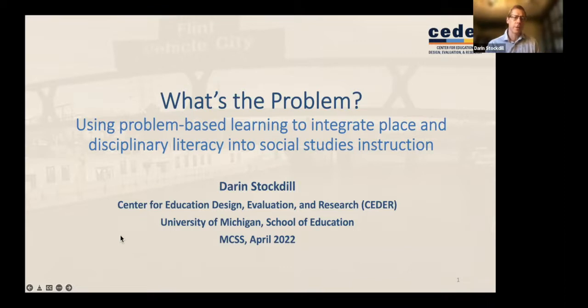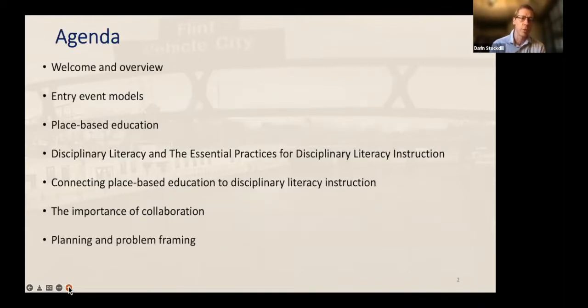As I mentioned, this is a snapshot approach. Again, it's difficult to talk about these really complex approaches in 50 minutes. But what I'm going to do is present a couple of models of what an entry event might look like as an activity to lead off instruction that gets into place-based education and disciplinary literacy. I'll touch a little on the broad strokes of place-based education, talk very briefly about disciplinary literacy instruction and the essential practices, and then talk about how they connect to each other. Then we'll think a little together about planning and problem framing. But this is meant to reinforce what you're already doing, what you already know, or maybe whet your appetite for more, because it's going to be a relatively broad overview.